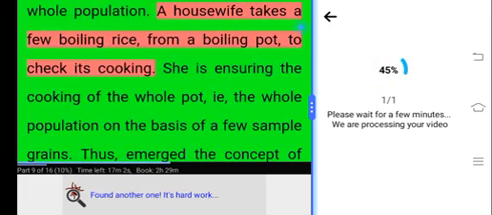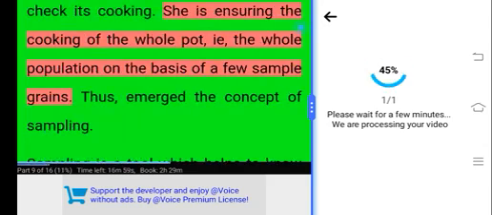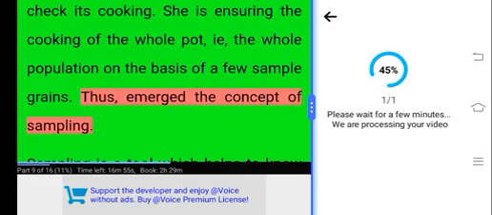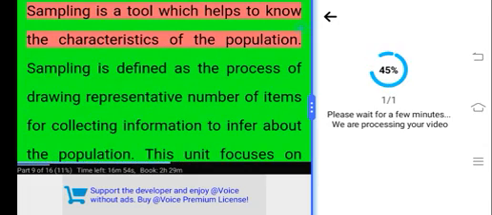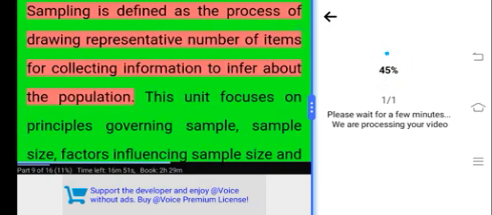A housewife takes a few boiling rice grains from a boiling pot to check its cooking. She is ensuring the cooking of the whole pot, i.e., the whole population, on the basis of a few sample grains. Thus emerged the concept of sampling. Sampling is a tool which helps to know the characteristics of the population. Sampling is defined as the process of drawing a representative number of items for collecting information to infer about the population.